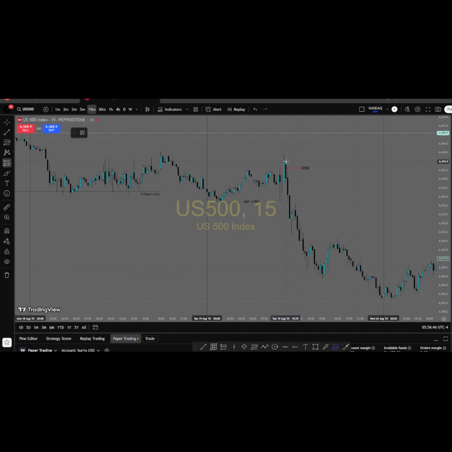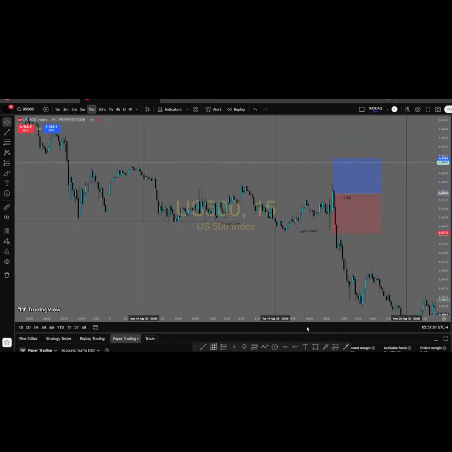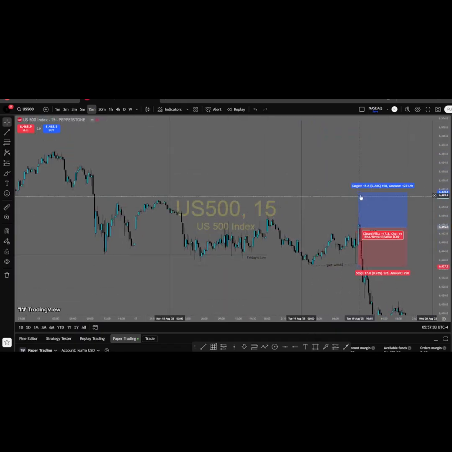the entry. So my entry right there on a 5-minute, it was around there. My stop loss was at the current daily low, which I believed was now cemented as the daily low. For targets, I was targeting the previous week's highs and all this liquidity up here.